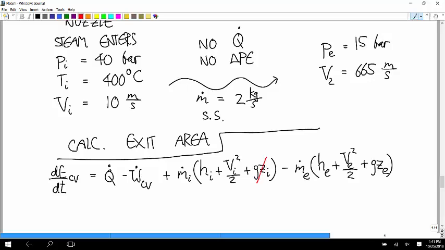The potential energies we don't have to worry about. There's no heat transfer. It's a rigid device, so this goes away. It's steady state, so this goes away. m_i dot and m_e dot are both the same thing. Those are both 2 kilograms per second.